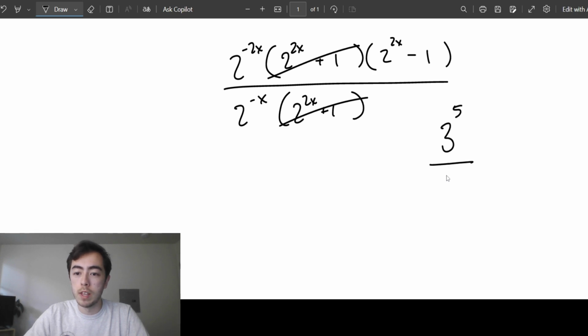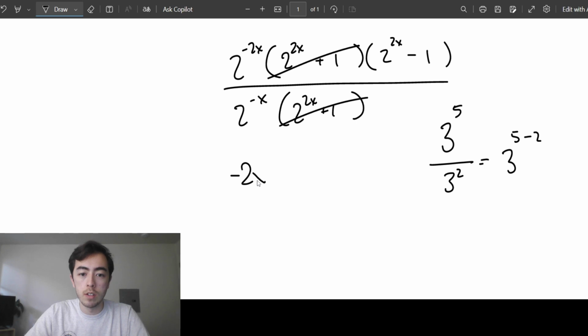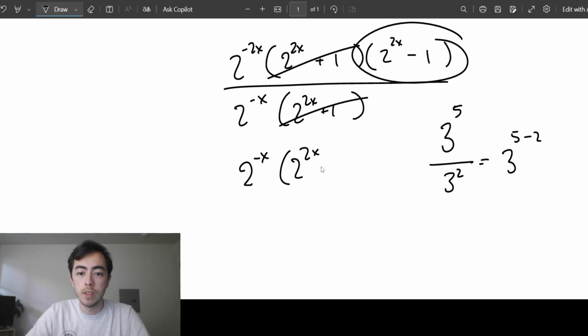Normally, when you have the same base and different exponents in a fraction like this, you can just subtract those exponents. And so if I subtract a negative x from a negative 2x, it's almost like adding instead. And so I could rewrite this as 2 to the power of negative x times this factor over here.